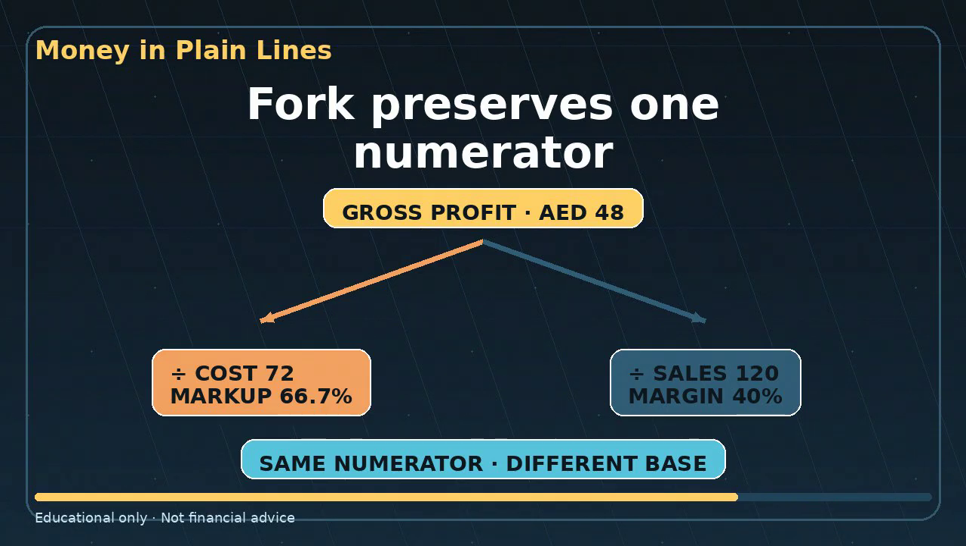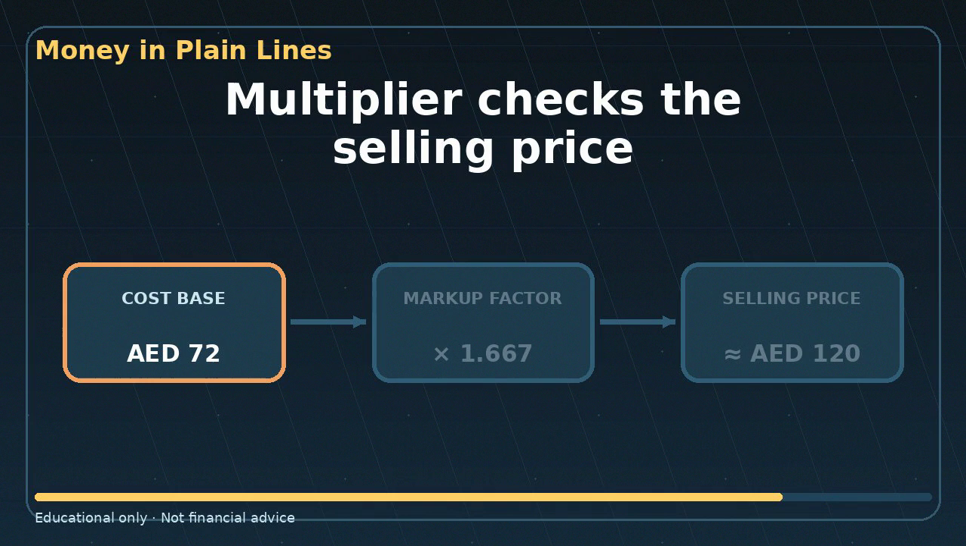The four-field grid provides a compact audit. First label cost, AED 72. Then label selling price, AED 120. Subtract to find gross profit, AED 48. Finally, name the base before writing a percentage. Cost as the denominator produces markup. Sales revenue as the denominator produces gross margin. The labels do more than decorate the numbers, they define what the result means.